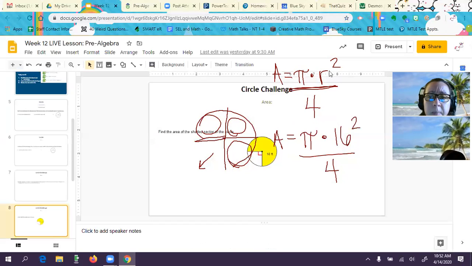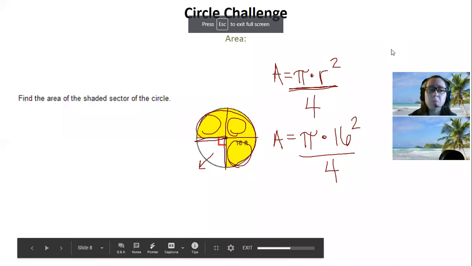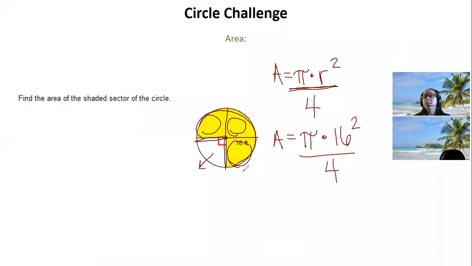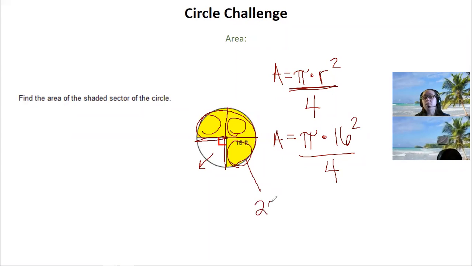What do you guys think about that? 201.1? Okay, so that is the area of one of those quarters. What am I going to do to find the area of the shaded section? So 3 of those quarters. What do I do? Multiply by what? You're right, by 3. You got it. Good job. So if I multiplied by 3, that would tell me the final answer.